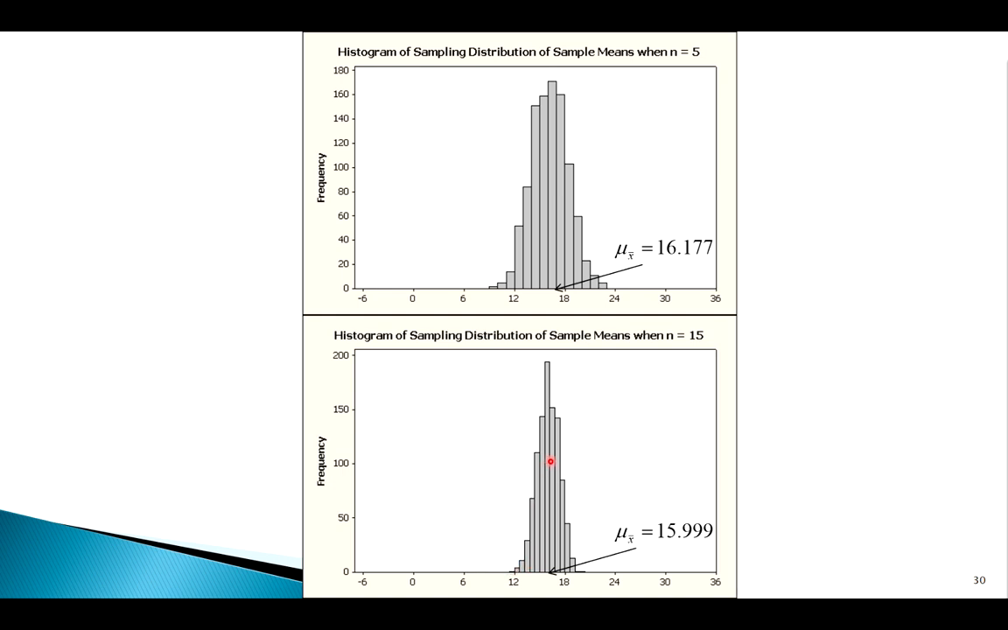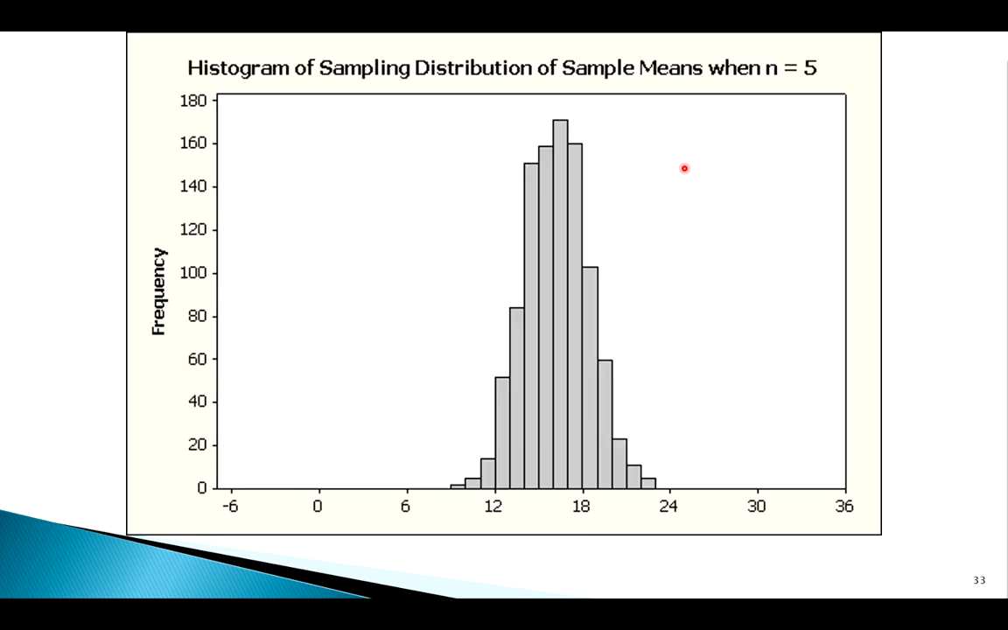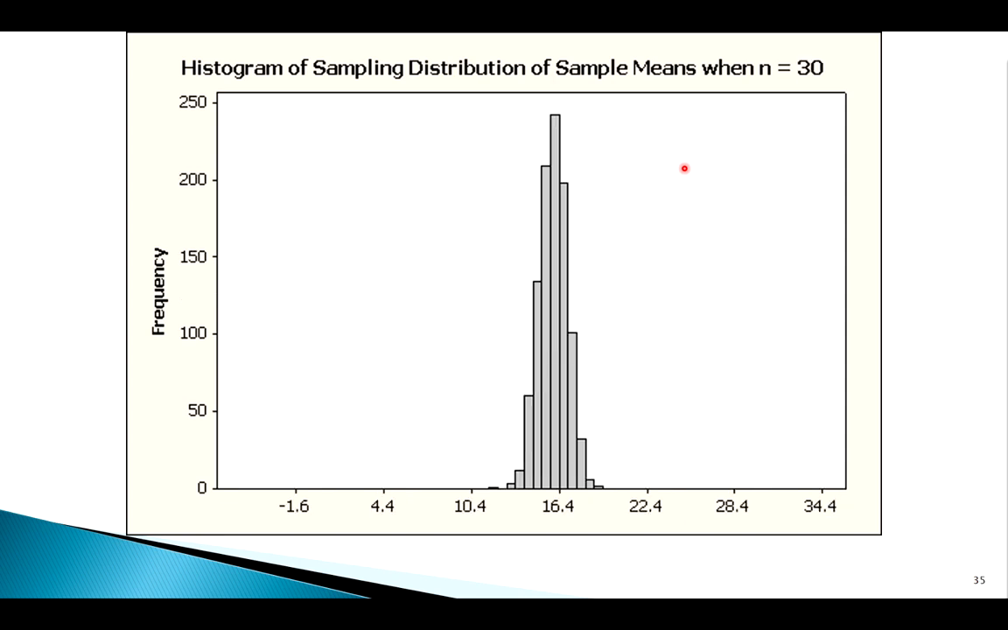Let's look at the actual numbers. I calculated the standard deviations. This standard deviation is much less than this one. So again, here's our population, the sampling distribution for 1,000 samples of size 5, and the sampling distribution for 1,000 samples of size 15. Now let's bump our sample size up once more to 30 and see if these trends continue.